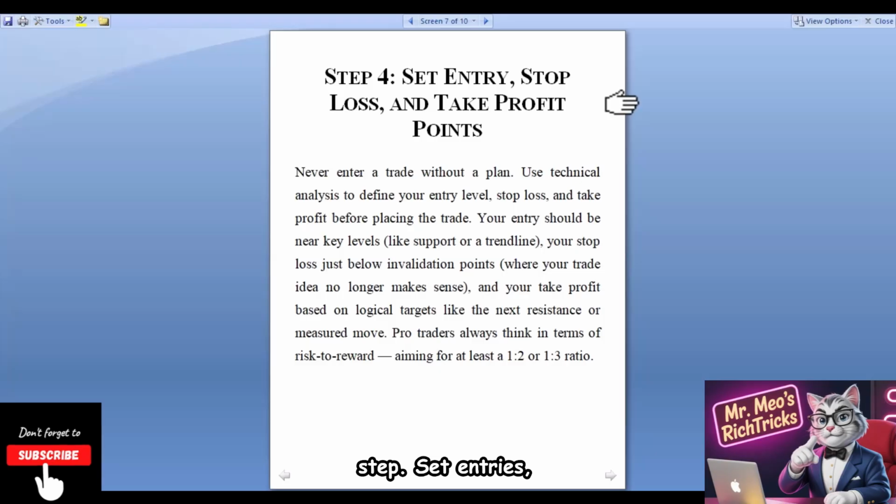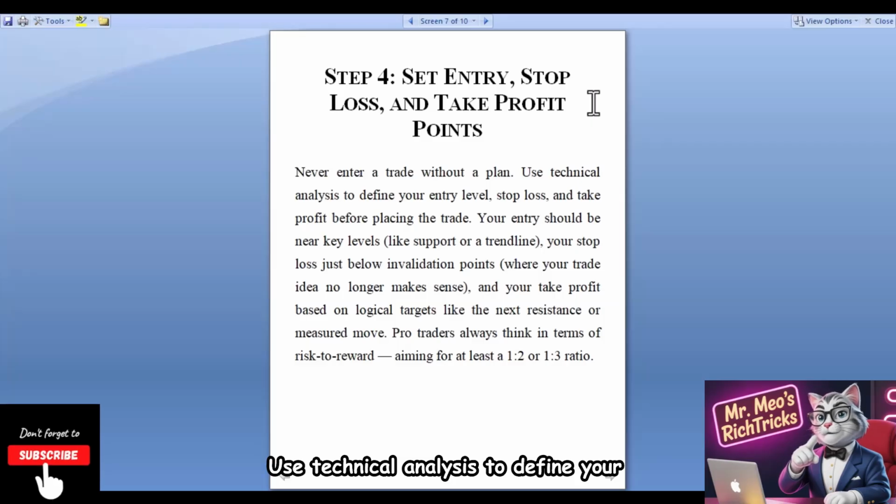Step 4. Set entries, stop loss, and take profit points. The next step here is set entries, stop loss, and take profit points. Never enter a trade without a plan. Use technical analysis to define your entry level, stop loss, and take profit before placing the trade.